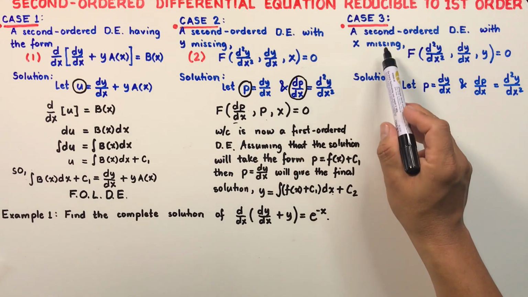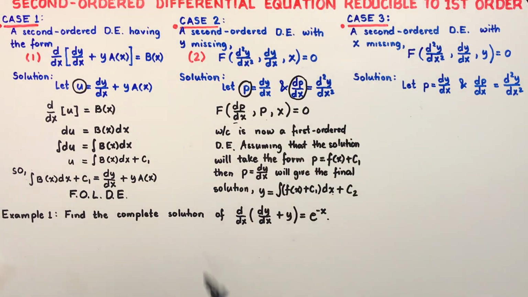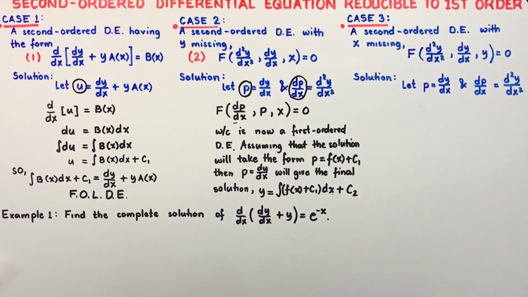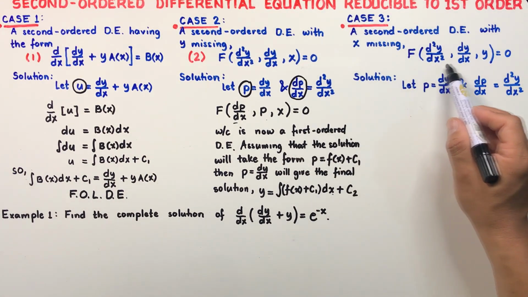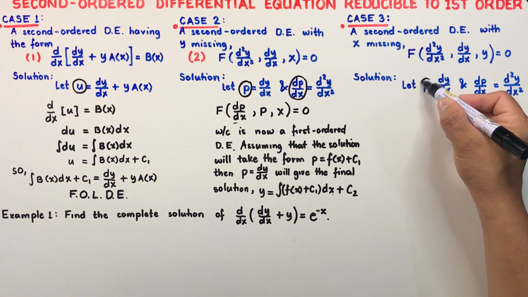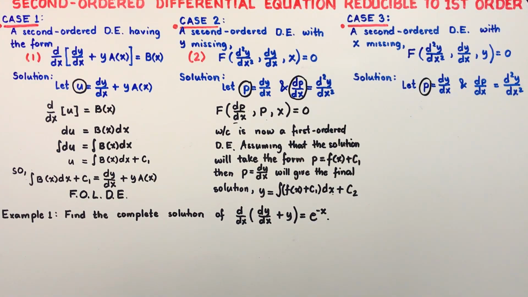So this is different from case number 2, because in case number 2 the y is missing, but here in case number 3 the x is missing. So when you have a differential equation where there is no x variable, then that second order differential equation can be transformed to its equivalent first order differential equation by substituting your first derivative as p and your second derivative as dp/dx.